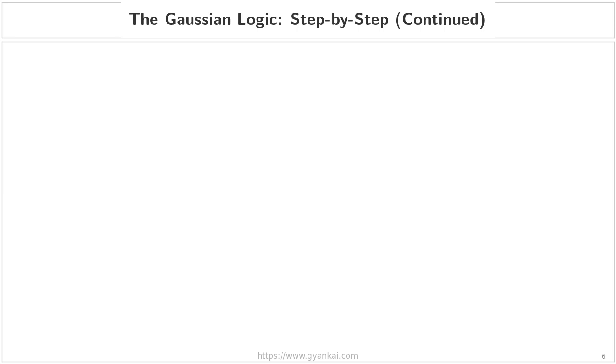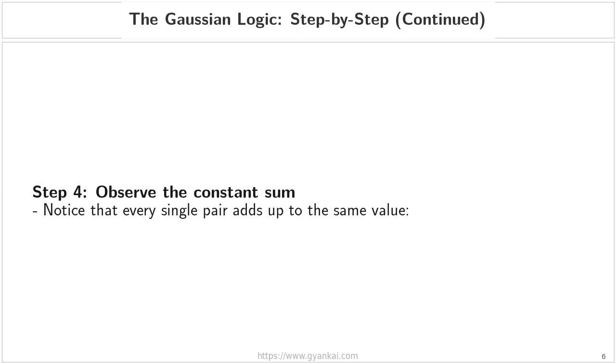The Gaussian logic, step by step, continued. Now that we have added our two sequences together, let's move on to step 4, where we observe the constant sum. If you look closely at the pairs we just created in the previous step, you will notice something very important. Every single pair adds up to the exact same value.